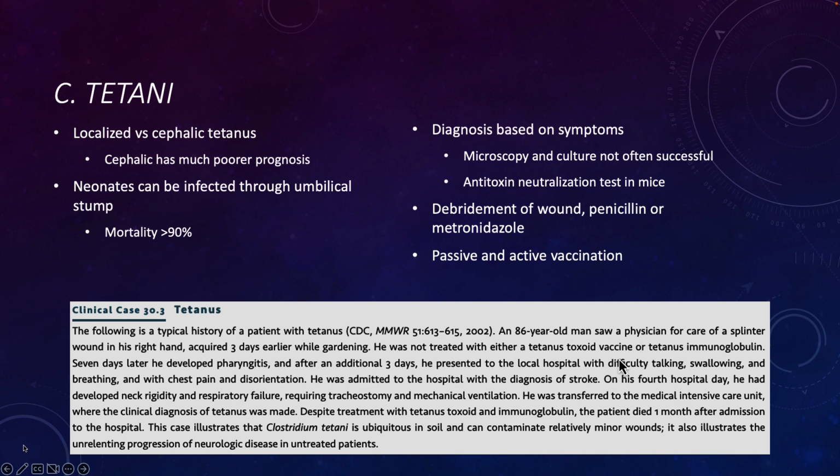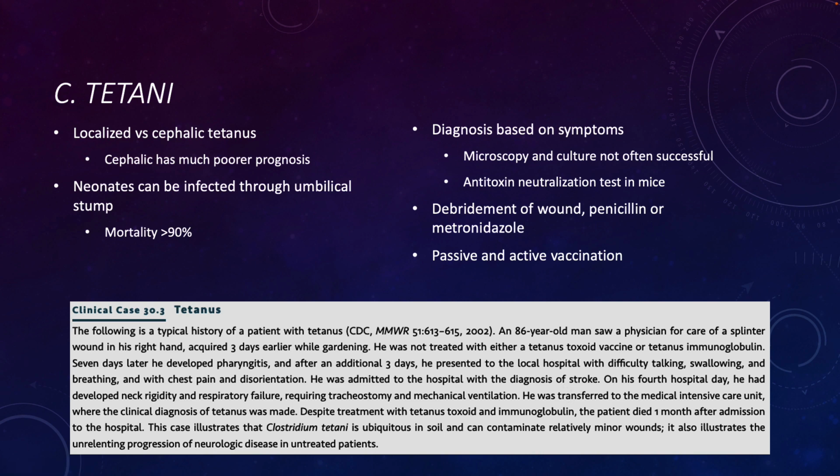Saw a physician for care of a splinter wound in his right hand acquired 3 days earlier while gardening. He was not treated with either a tetanus toxoid vaccine or tetanus immunoglobulin. And when we talk about treatment over here, we'll talk more about that. 7 days later, he developed a sore throat, and after an additional 3 days, he presented to the hospital with difficulty talking, swallowing, and breathing, with chest pain and disorientation. Admitted to the hospital with diagnosis of a stroke. Those are very classic stroke symptoms as well.